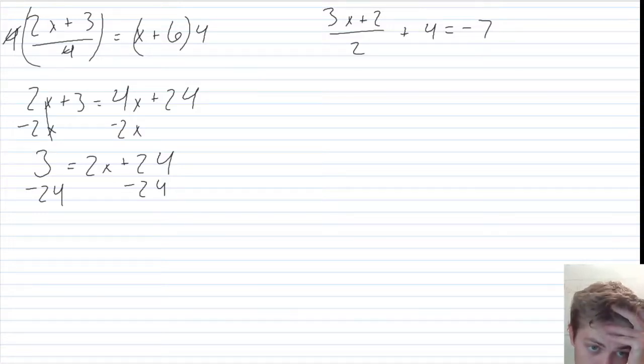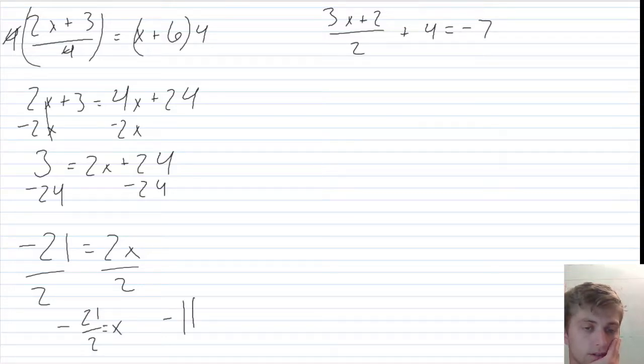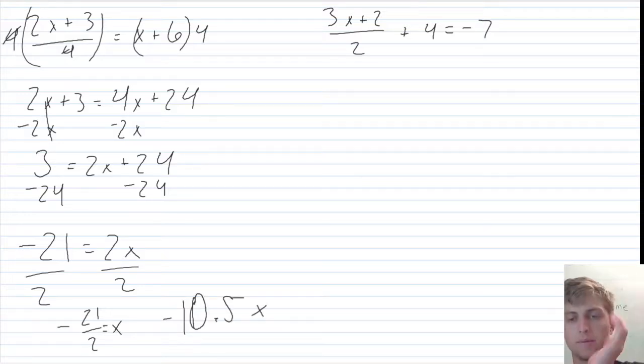I don't even know. Alright, looks like we were at 3 minus 24 gives us negative 21. Is that right? I don't know. Someone check my work. Equals 2x. Divided by 2 on each side gives us negative 21/2 x. Or if you want, you can say negative 10.5x. Either way, but I prefer the fraction.